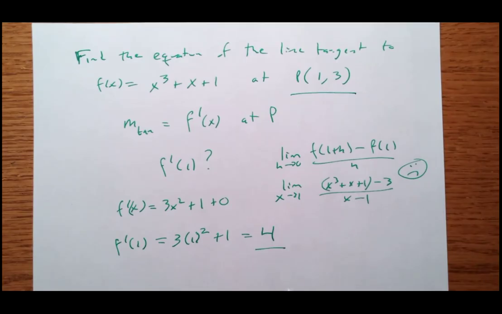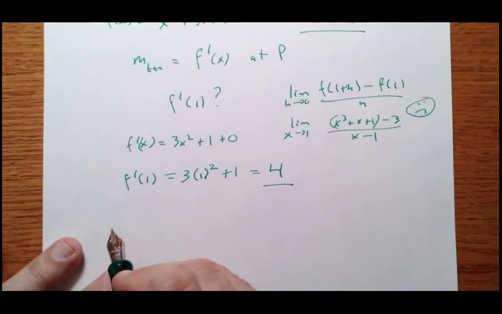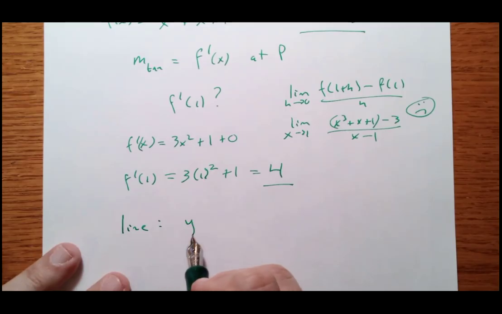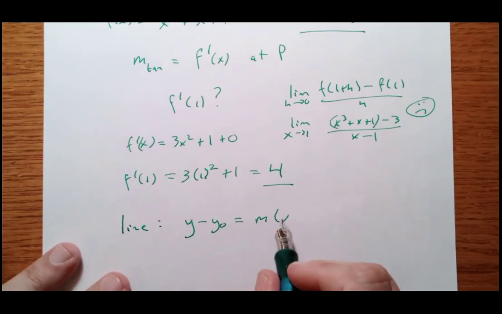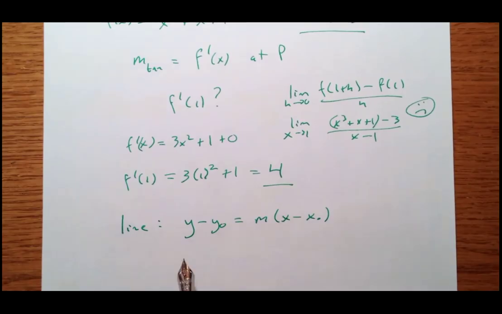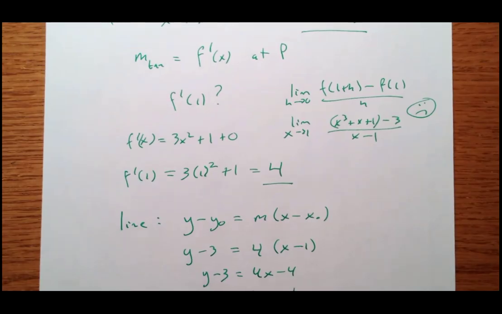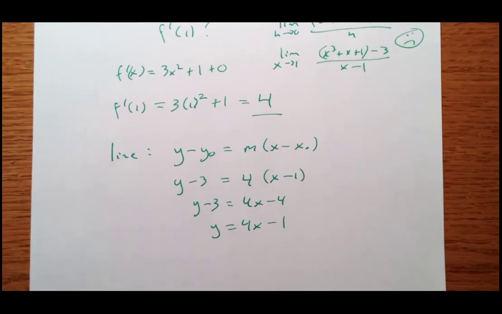Point, slope. Line. Y minus y0 equals m, x minus x0. Y minus 3. Slope is 4, x minus 1. Move that over and I get y equals 4x minus 1. There's my tangent line. By the way, we should graph this so that we can see that that actually is the right tangent line. So out comes my graphing calculator.